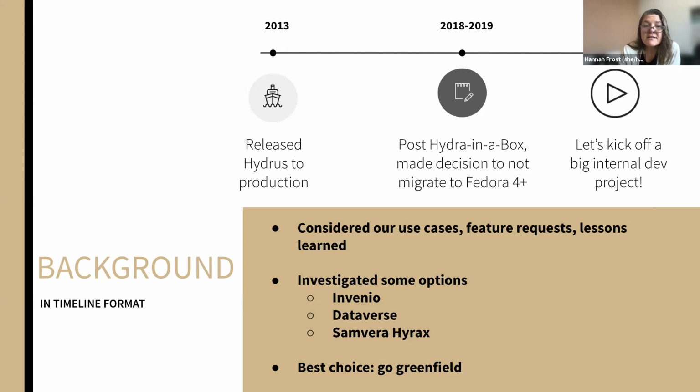We did do some investigation into options for what to replace it with. We looked at Invenio, which was sort of interesting, but not a good fit for us. We looked at Dataverse because of the demand for depositing of data sets, but also concluded it was not a good fit. And we looked at Hyrax, of course. In my next slide, I will show why we concluded that Hyrax, while it had many features that we need and would be a solid starting point for what we need, it was just not going to work in our architecture. So we decided to go greenfield.